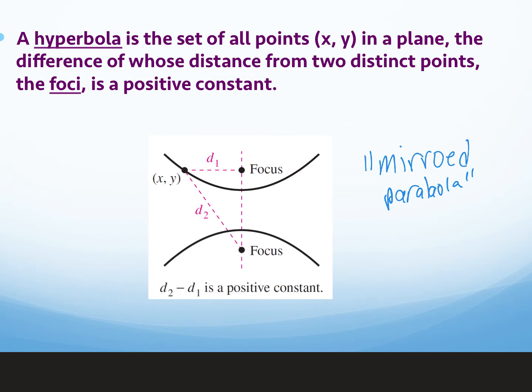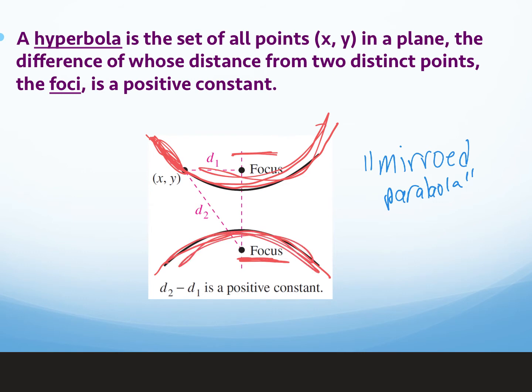If you notice here, you have a parabola shape here, and it's mirrored right down here. Again, like with our parabola, it opens towards the focus, so the focus is inside the bowl. These pieces are called branches. You can tell which direction the branches open, and how wide they are with the asymptotes. We'll talk about that in a second, but these are called branches.